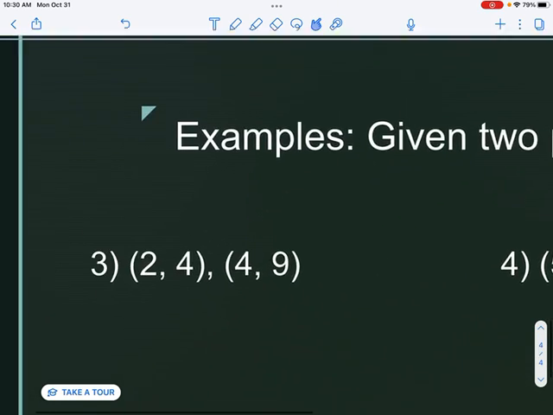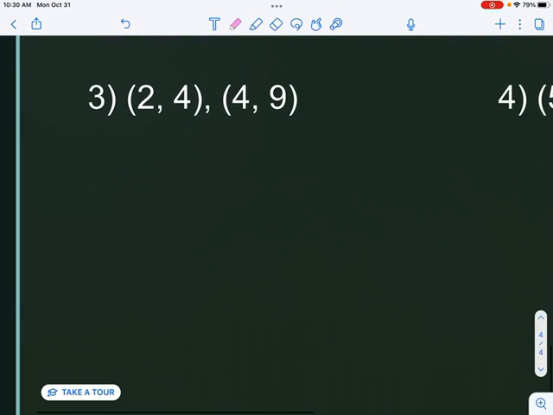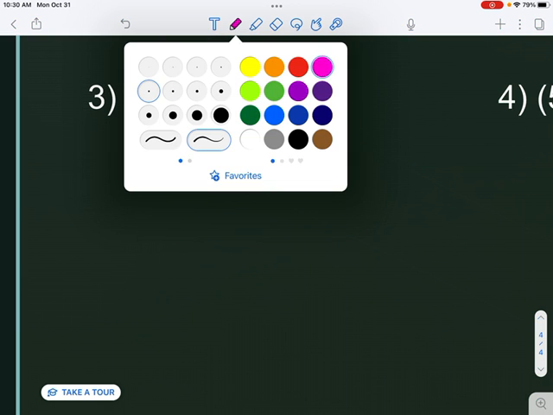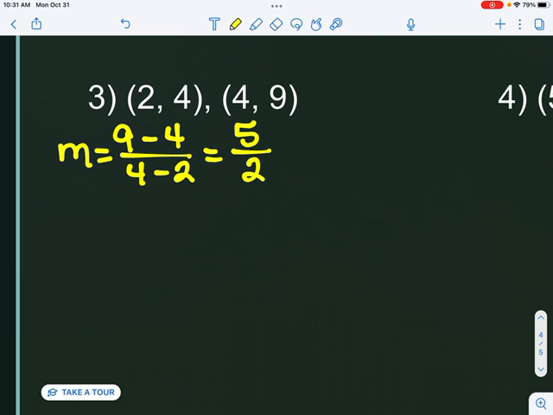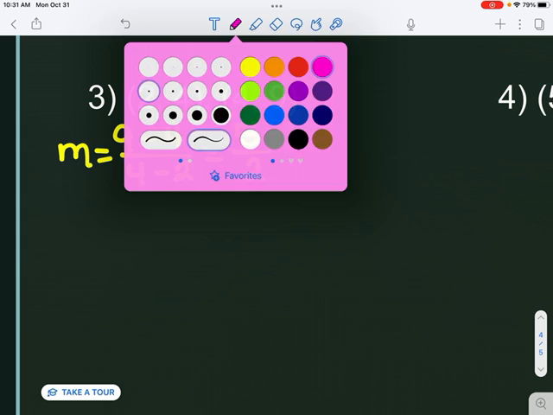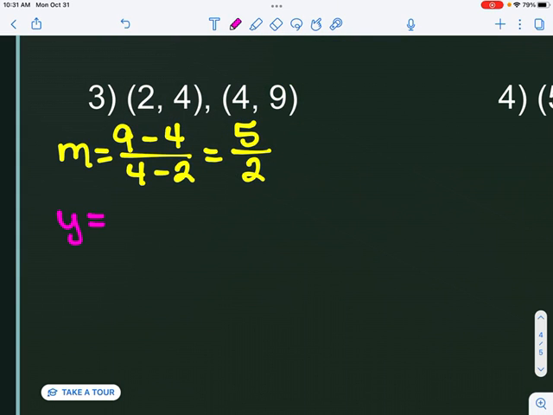All right, let's try this next one. On this one, I'm going to find my slope first. So I'm going to go 9 minus 4 over 4 minus 2. So 9 minus 4 is 5. 4 minus 2 is 2. So my slope is 5/2. So now I take that and I go y equals 5/2 x.